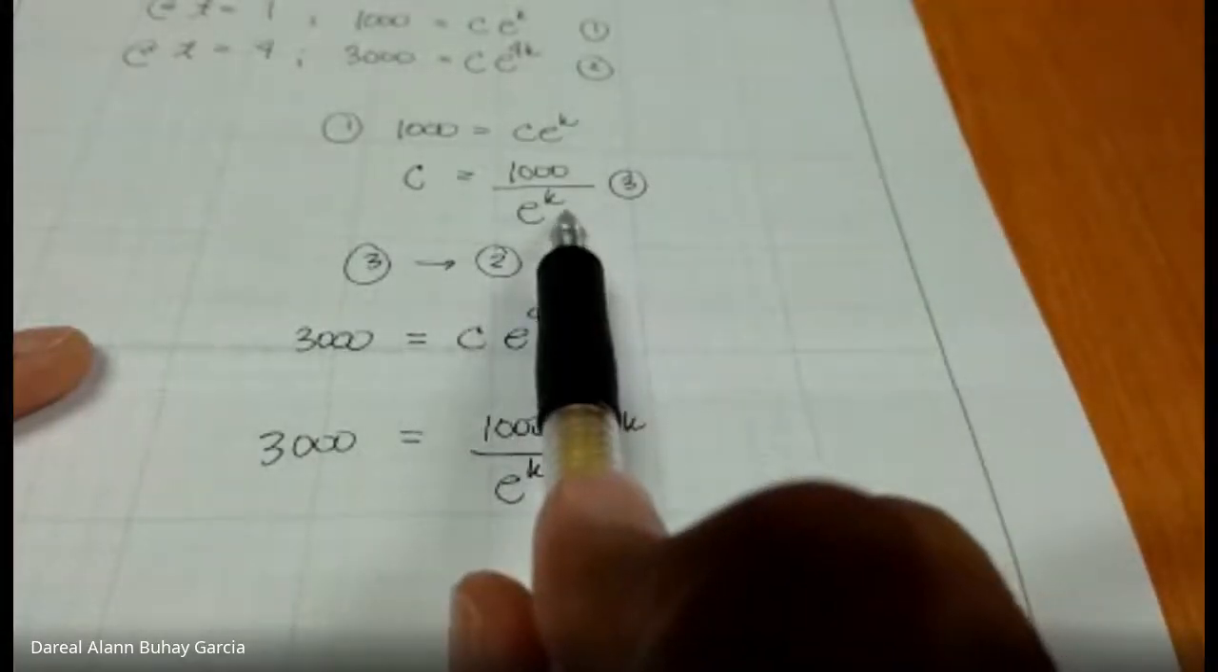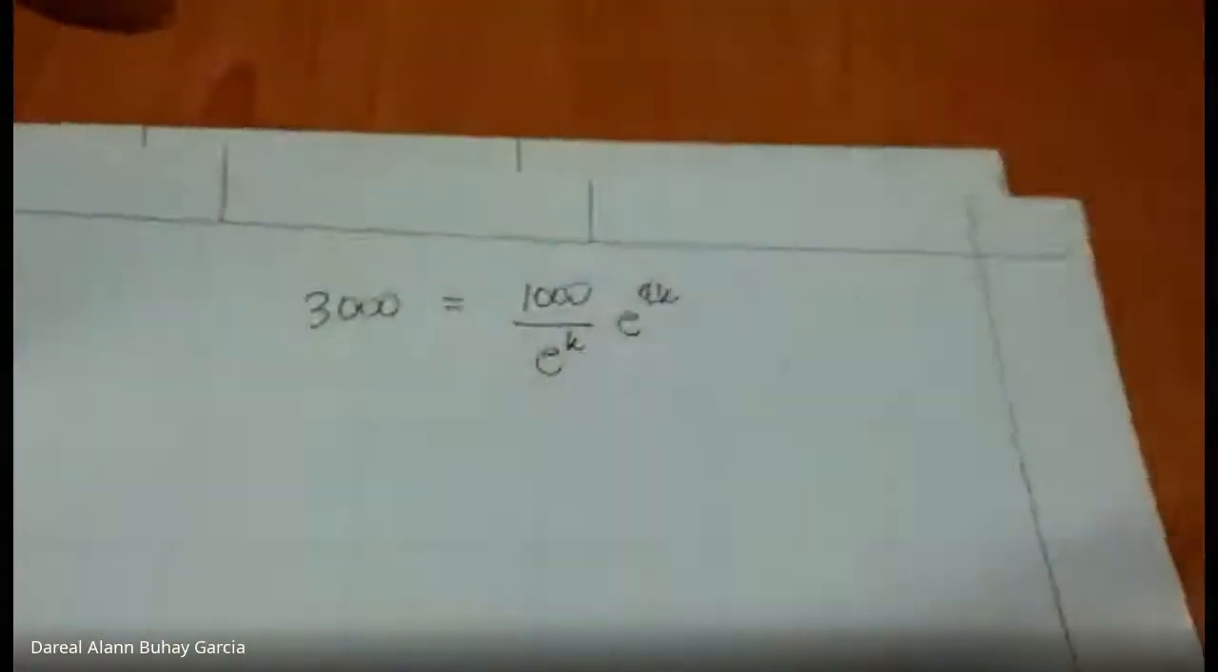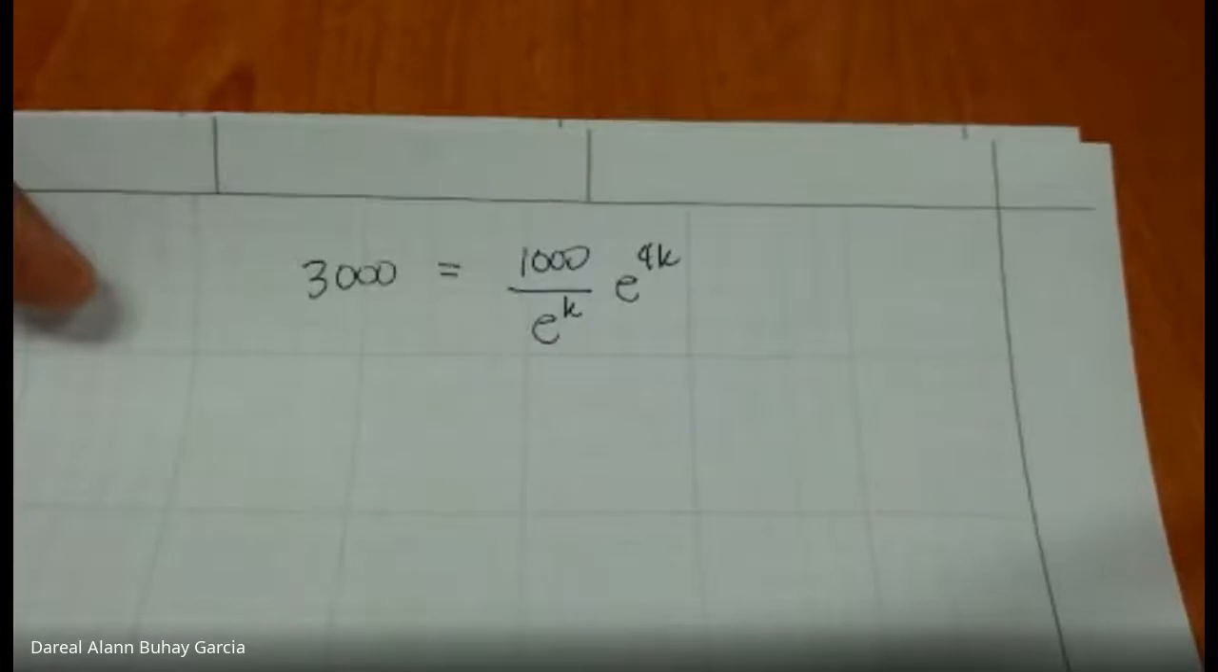Actually, this is our answer for A, the final answer for A: find an expression of N. Our solution for B starts here. 3,000 divided by 1,000 is 3, equal to e to the 4k minus k, which is e to the 3k.